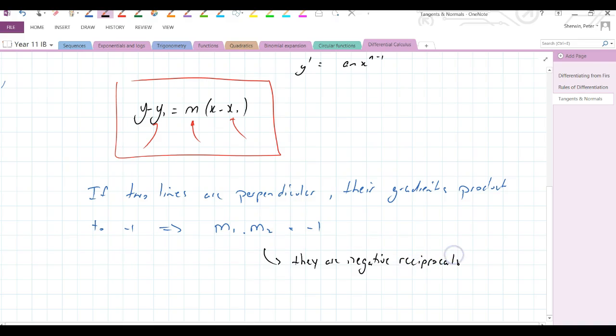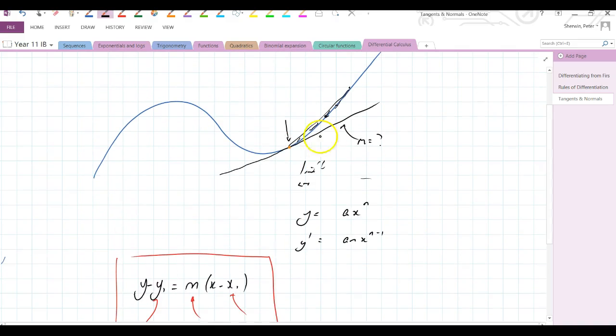Alright, so we're going to do some examples now. We're going to use this information here about what a normal is. There's my tangent there. My normal goes through here, makes a right angle.